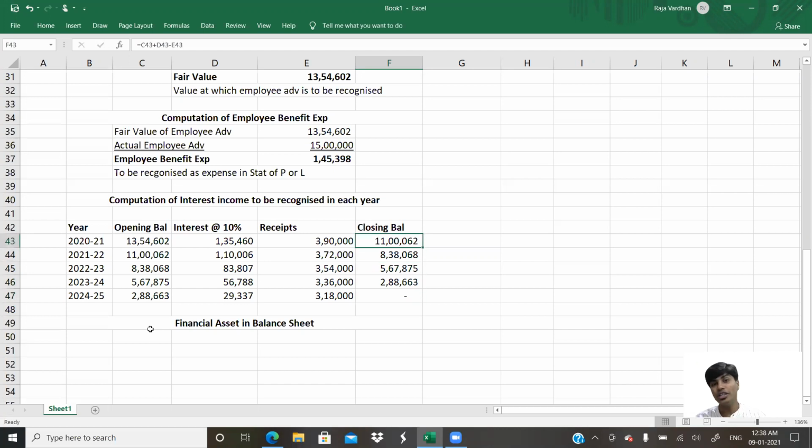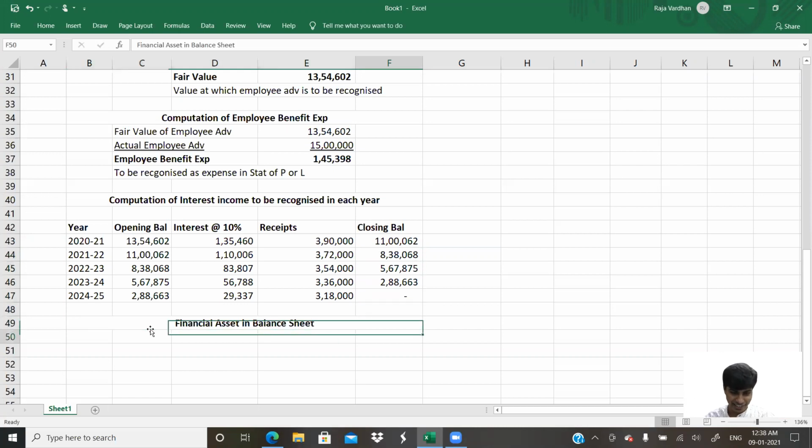How much of it are you going to receive immediately? How much are you going to receive after 12 months? That has to be computed. Out of this 11 lakh 262, some money you will receive immediately. 8 lakh 38,068 rupees will be received after 1 year, because that is due at the end of 2022. So 8 lakh 38,068 is a non-current asset and the difference is a current asset.